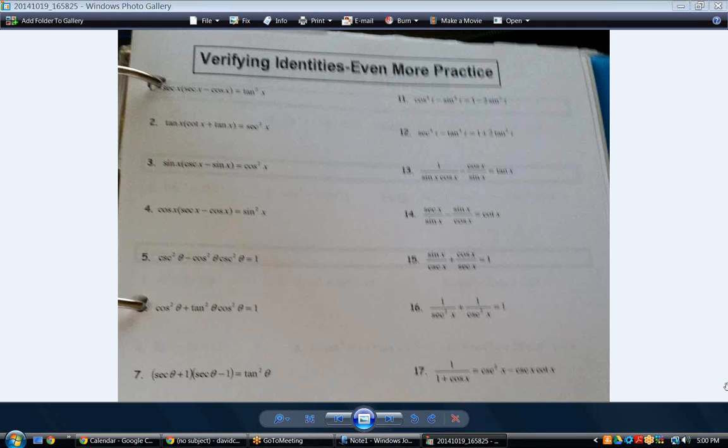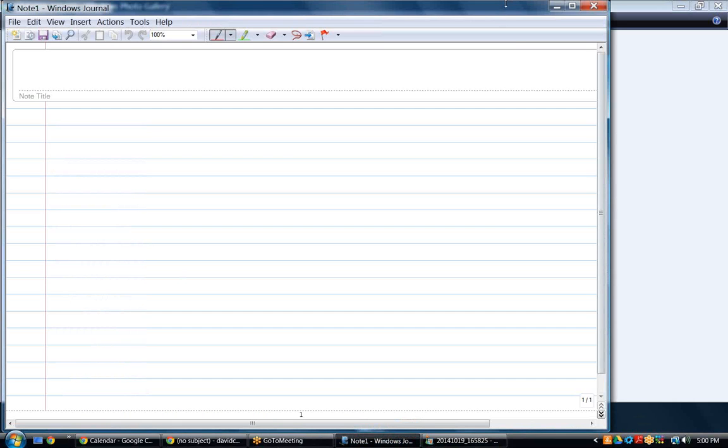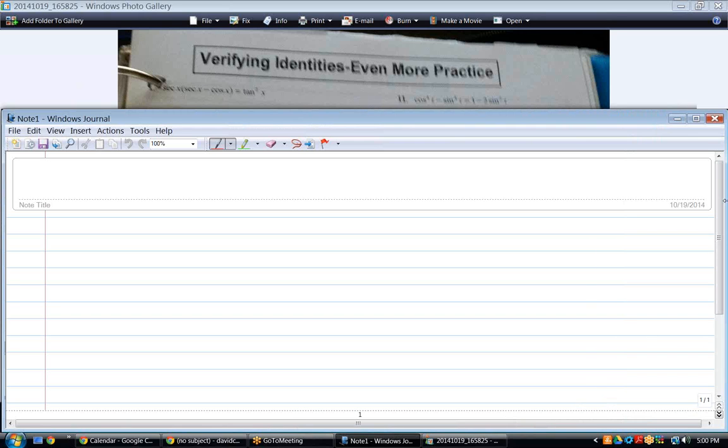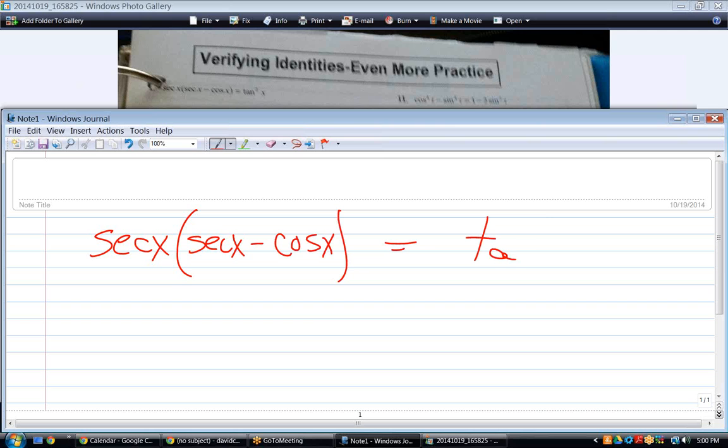Just number 1. Okay? Just run all the way through them. Yeah. A tangent squared? Yeah, tangent squared x. Okay. What's the first thing you notice about this?